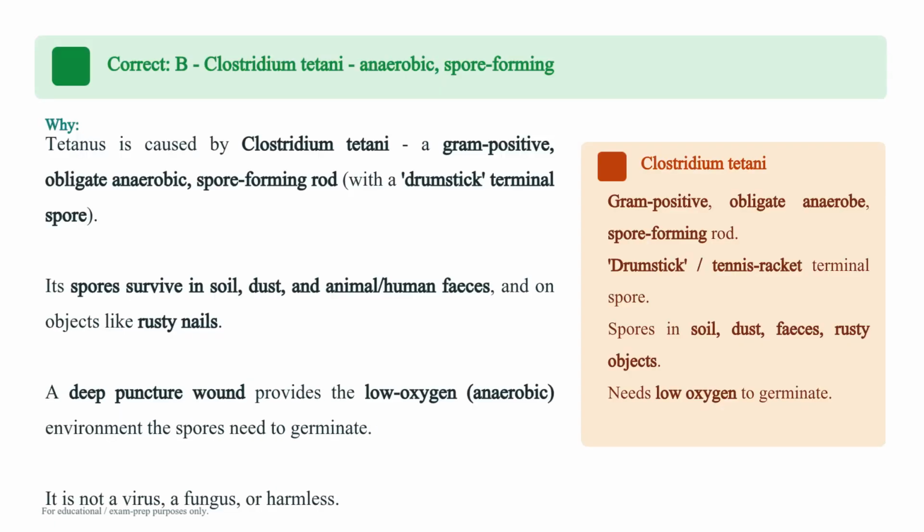The answer is B. Clostridium tetani, an anaerobic spore former in soil and feces. Tetanus is caused by Clostridium tetani, a gram-positive obligate anaerobic spore-forming rod with a drumstick terminal spore. Its spores survive in soil, dust, and animal and human feces, and on objects like rusty nails. A deep puncture wound provides the low oxygen environment the spores need to germinate. It is not a virus, a fungus, or harmless.